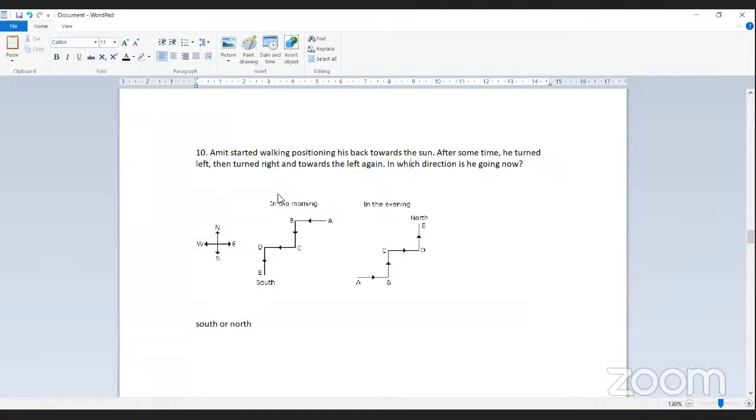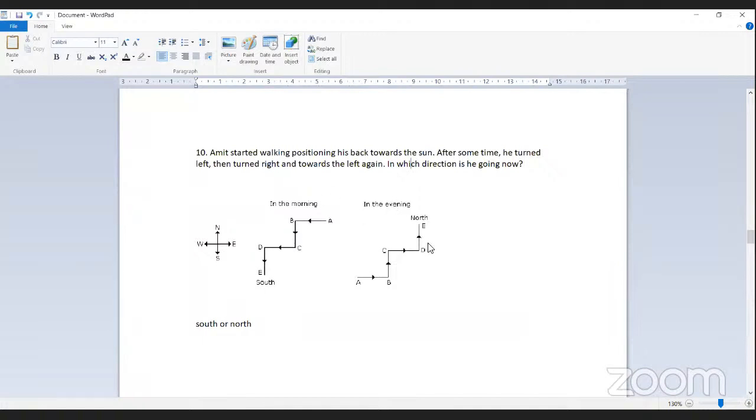See, in the morning, where the sun is in the east, his back is towards the sun means he is walking towards west. After some time he turns left, southwards. Then he turns right, and his right would be this direction. Then again he turned left. So now he's facing south. This is in the morning only.